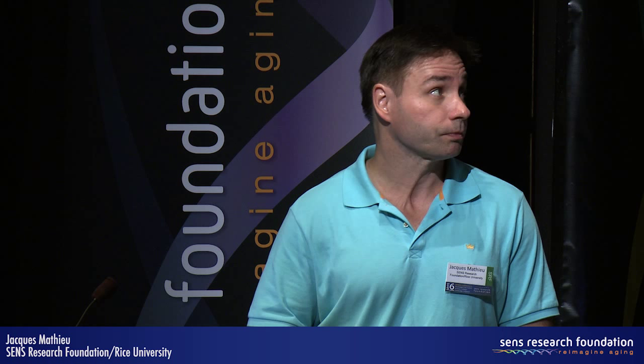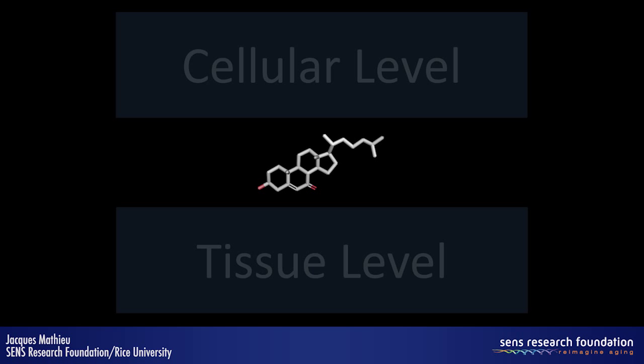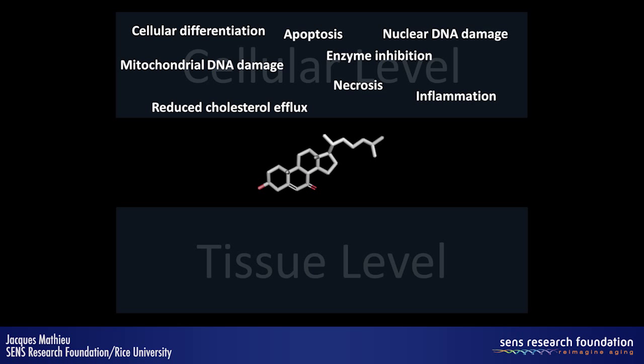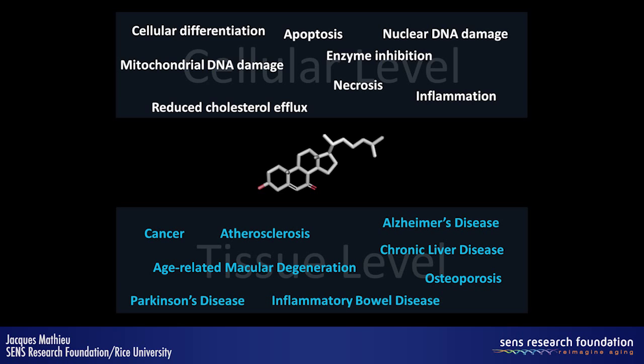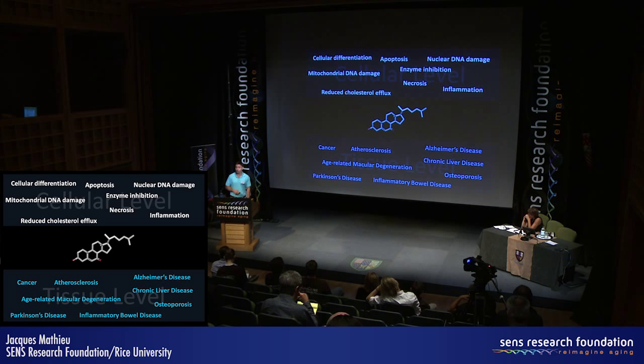So 7-ketocholesterol has many effects in the cell. On the cellular level, we see many things such as apoptosis and necrosis, which are well known, well studied. It causes cellular differentiation. It can even cause DNA damage, reduce cholesterol efflux, and cause inflammation, these types of things. In combination, all these effects can lead to further effects at the tissue level, which can result in the acceleration or exacerbation of age-related diseases. Atherosclerosis is the most well-known and well-studied of these in regard to oxysterols. However, everything listed here has been associated with high levels of 7-ketocholesterol, including age-related macular degeneration, Alzheimer's disease, Parkinson's.